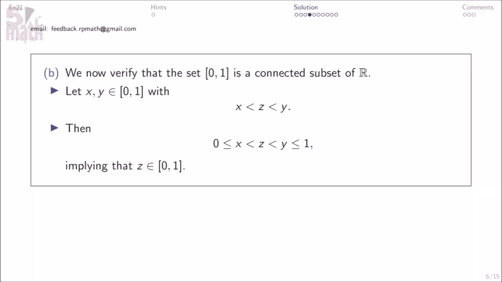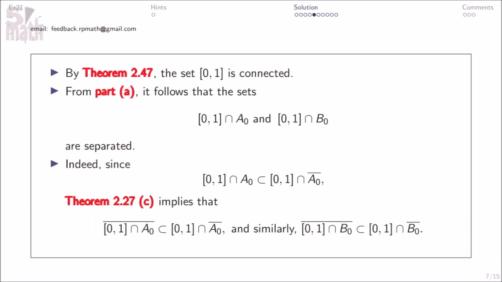B. Now we verify that the set 0, 1 is a connected subset of R. Let x, y element of this with x less than z less than y. Then this, implying that z is an element of this. By theorem 247, the set 0, 1 is connected. From part A, it follows that the sets here and here are separated. Indeed, since this, theorem 227c implies that this, and similarly this.